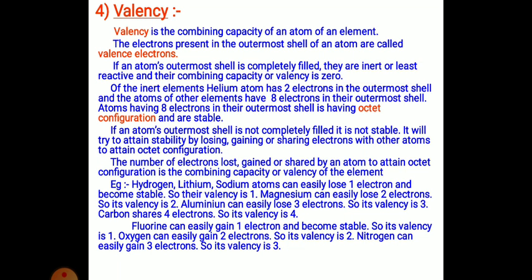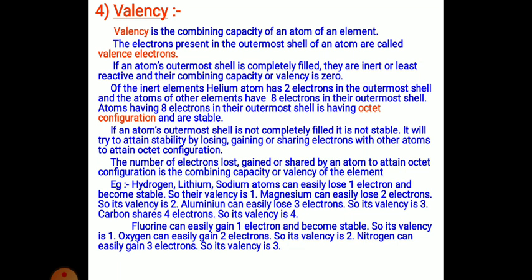Carbon shares 4 electrons, so its valency is 4. Now students, carbon becomes stable either by losing 4 electrons or by gaining 4 electrons. So this is what we can call an intermediate element. Like that, if we consider fluorine, it can easily gain 1 electron and become stable, so its valency is 1. So overall we can say that valency is the combining capacity of an element.